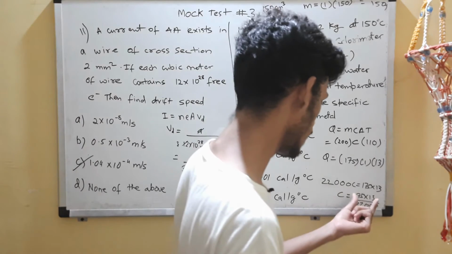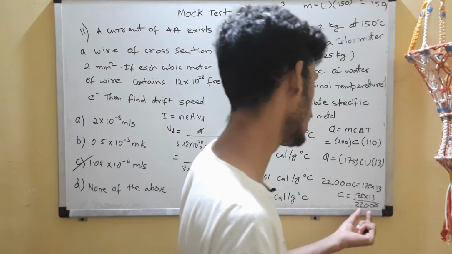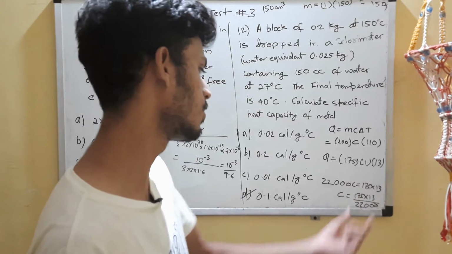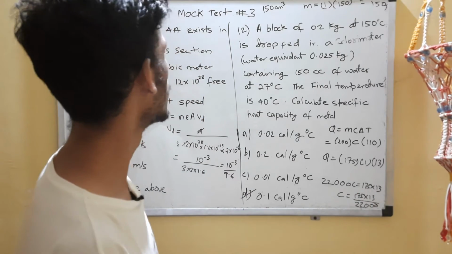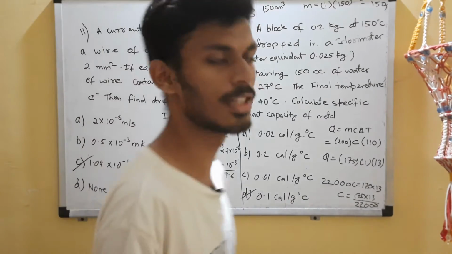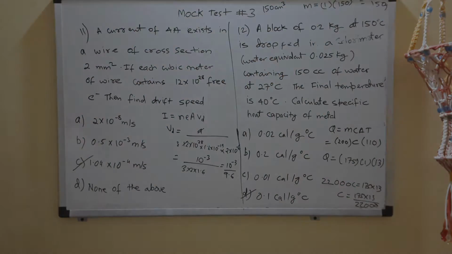Okay, so this will be again around this only, 22,000. So it will be 2,200. Okay, basically 1 zero less. Okay, so yeah, that's the correct choice over here. Let's move to the next question.